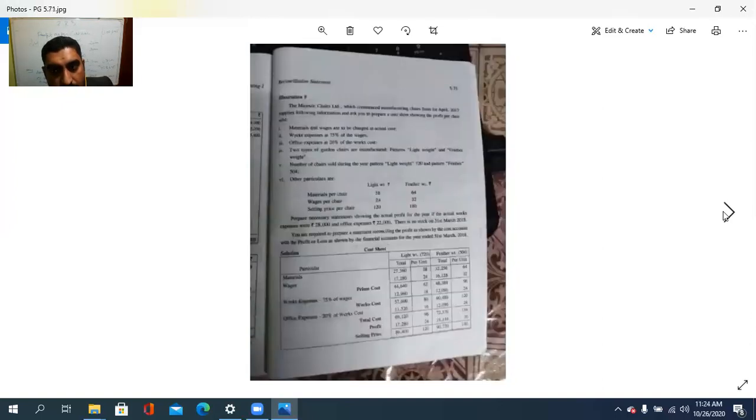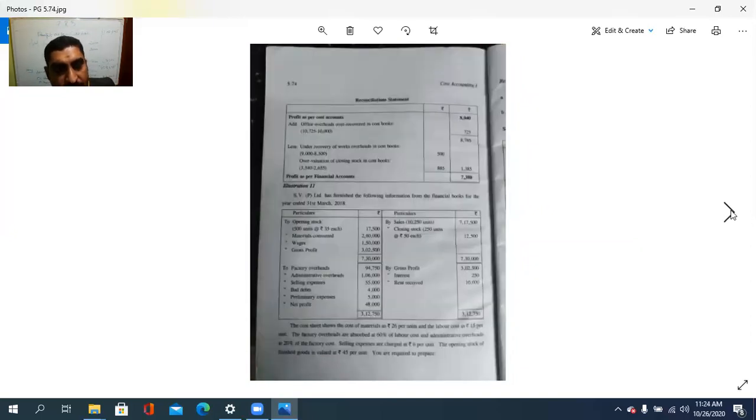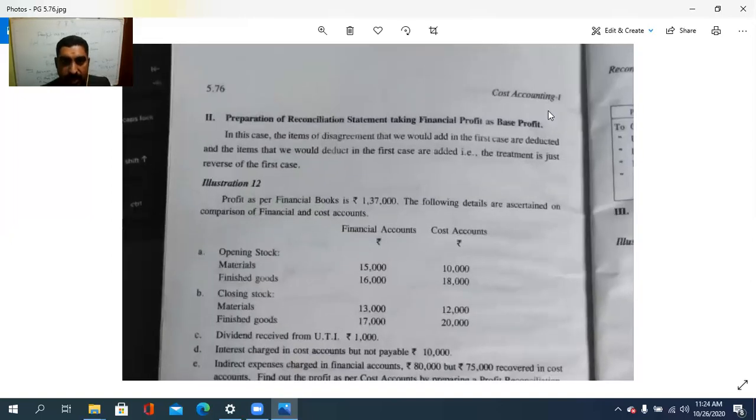The rest of the problems you can do the same way, so please do as many problems as you can from the illustration area and also the exercise problems. Then we will do another topic, that is preparation of reconciliation statement taking the financial profit as the base profit. അപ്പോൾ നമ്മൾ ഇപ്പോൾ ഈ കണ്ട ഇതേ ഐറ്റം എടുത്തിട്ട് ഇവിടെ ഡിഡക്ട് ചെയ്ത ഐറ്റംസ് ഏതൊക്കെയാണോ അത് ആഡ് ചെയ്യുകയും അവിടെ ആഡ് ചെയ്ത ഐറ്റംസ് ഏതൊക്കെയാണോ, അതായത് അണ്ടർ അബ്സോർബ് ഓവർ അബ്സോർബ്ഡ് ആയിട്ടുള്ള ഐറ്റംസ് ഇല്ലേ, അതൊക്കെ ഡിഡക്ട് ചെയ്യുകയും ചെയ്താൽ we will reach what? The profit as per cost books.